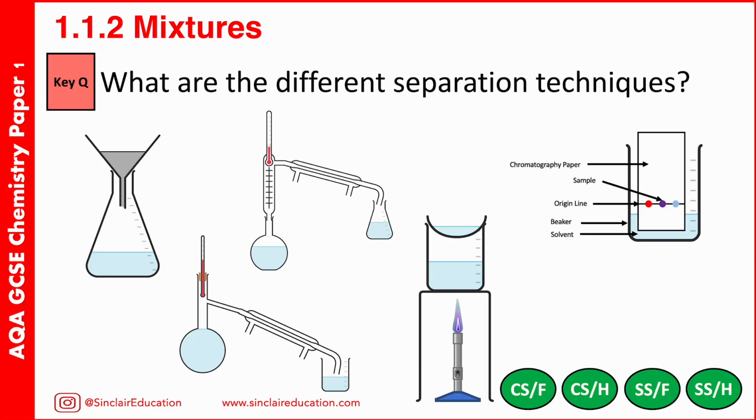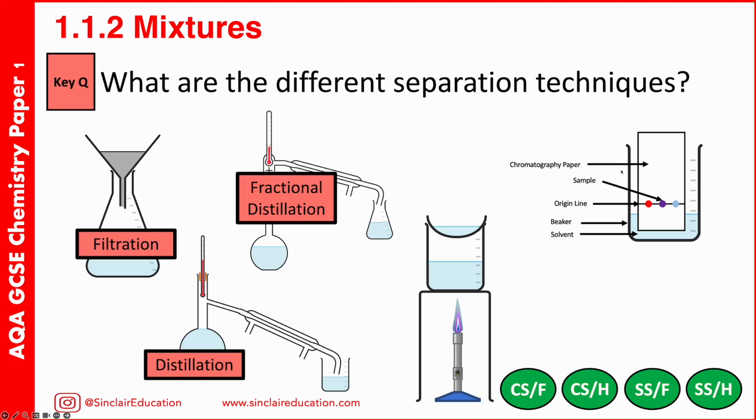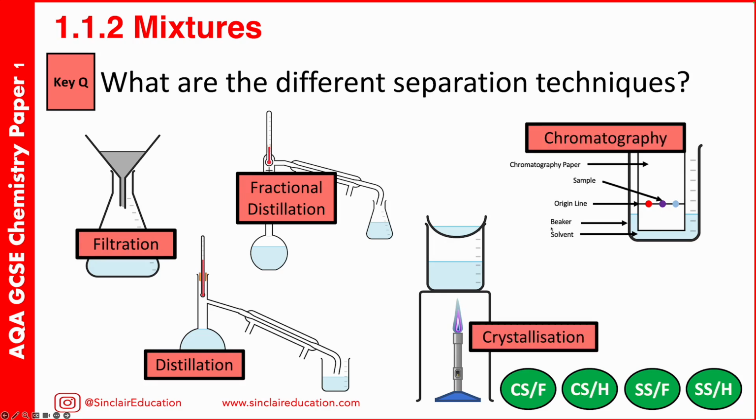There are different separation techniques that are going to link into quite a few different areas of the specification, and so these will be revisited at different points within your papers. But we've got filtration, we also have distillation, so we can have this as simple, or we can have fractional distillation. There's also chromatography as well as crystallization. So there's a wide range of different separation techniques. Now fractional distillation and chromatography tends to get more of a feature in your paper 2, while crystallization, filtration in particular, will tend to be more in your paper 1.